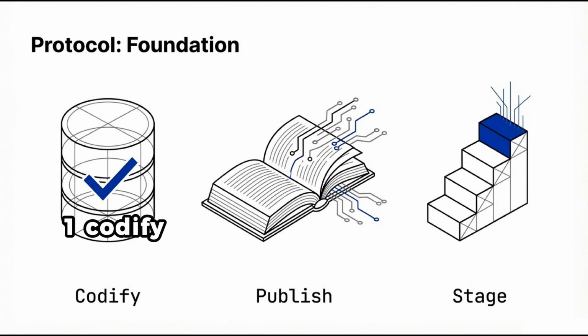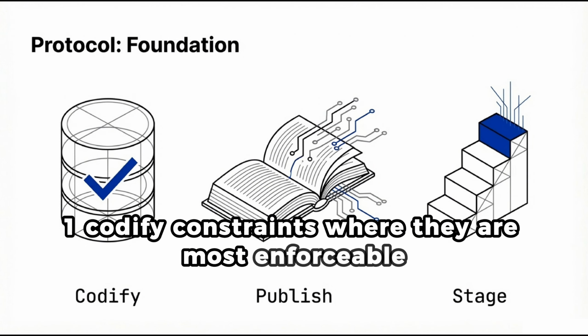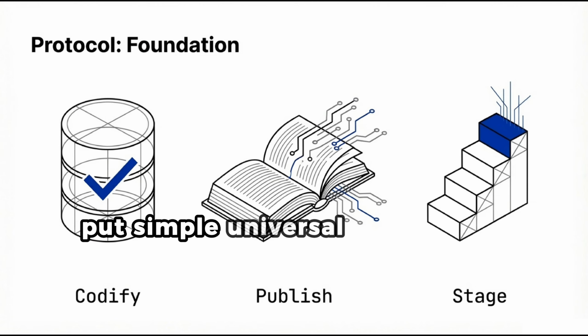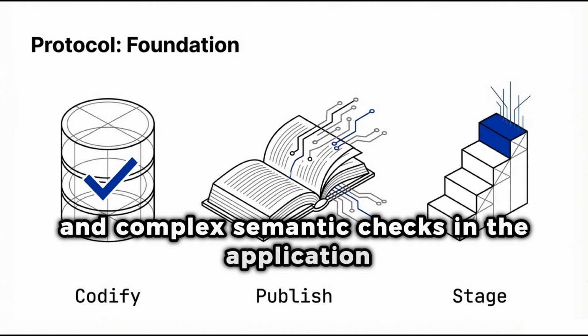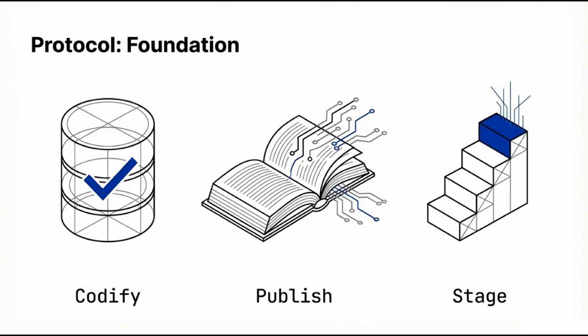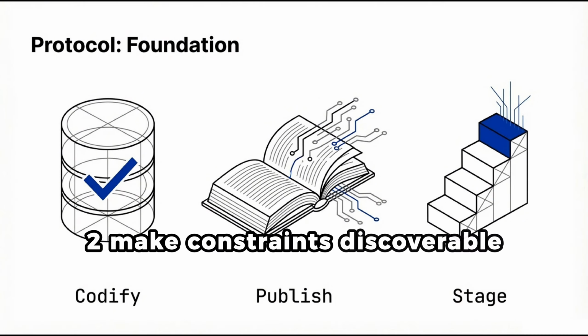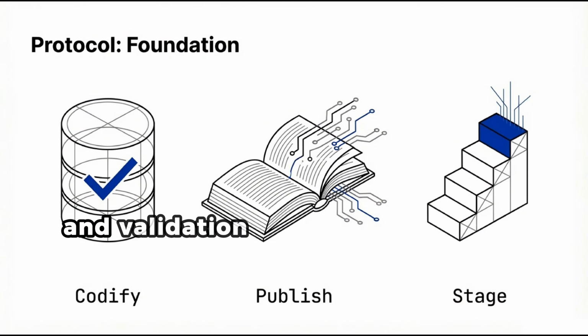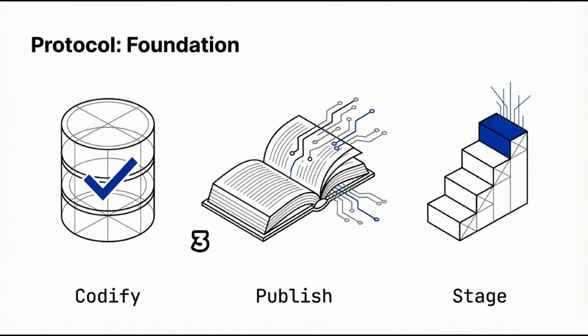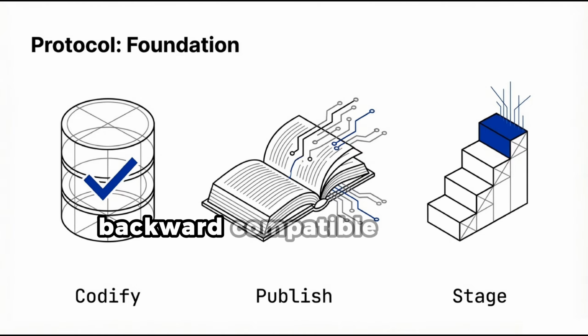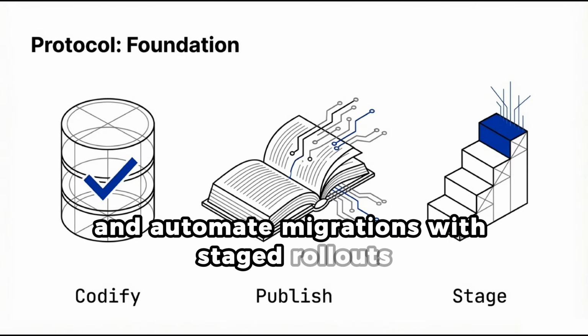1. Codify constraints where they are most enforceable. Put simple, universal rules in the database and complex semantic checks in the application with shared libraries. 2. Make constraints discoverable. Publish schemas and validation rules in a registry or API contract. 3. Favor additive, backward-compatible schema changes and automate migrations with staged rollouts.